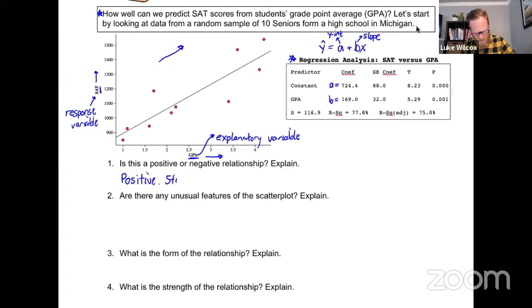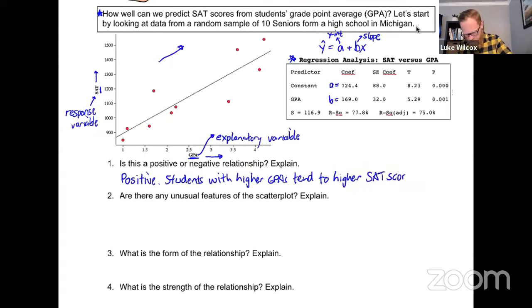What we're going to say here is that students with higher GPAs tend to have higher SAT scores. And actually, we could say it in the other direction as well, right? Students with lower GPAs tend to have lower SAT scores, right? That's explaining why we have a positive relationship here. All right, let's move on to question number 2.